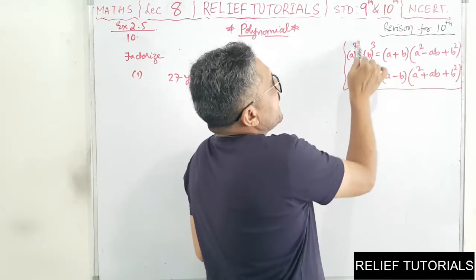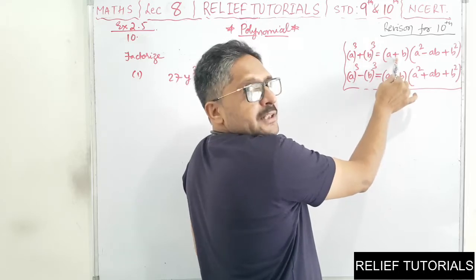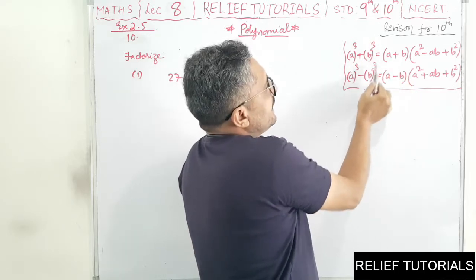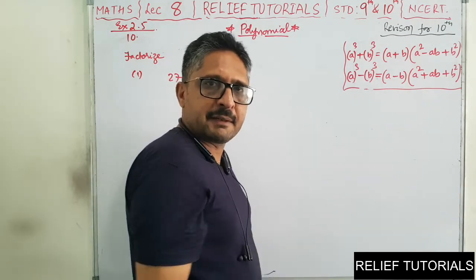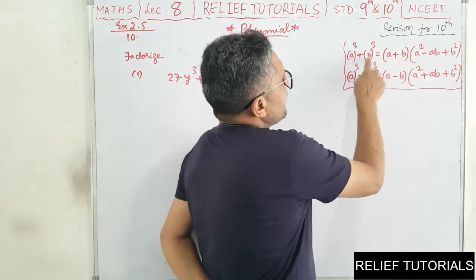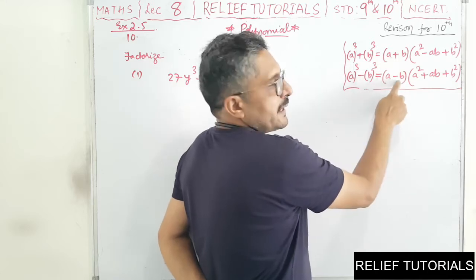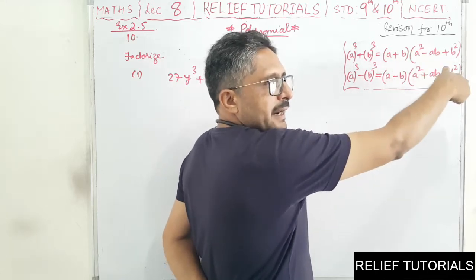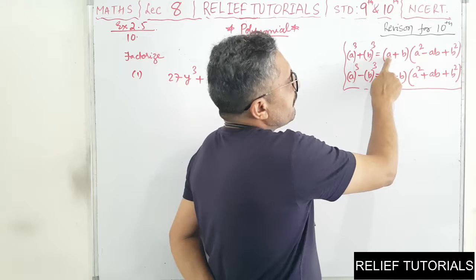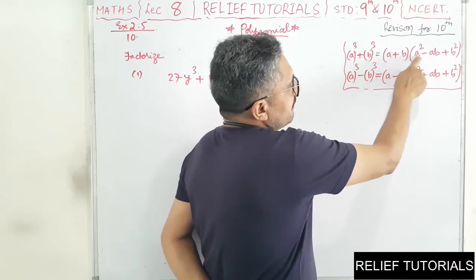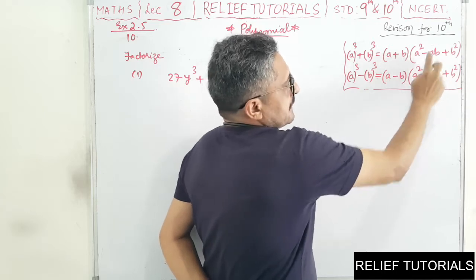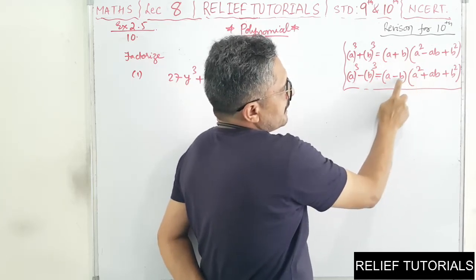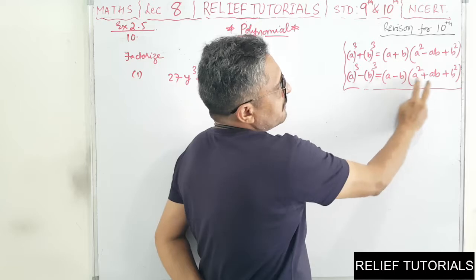If it is a cube plus b cube, you will write a plus b. If it is a cube minus b cube, you will write a minus b. We have discussed this in the previous lecture. If it is plus, you will write plus; if it is minus, you will write minus. This is the first bracket. And in the second bracket, you write the square of the first term, the square of the second term, and the product of these two terms.